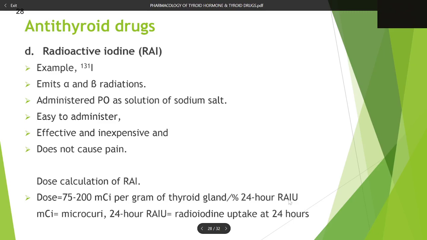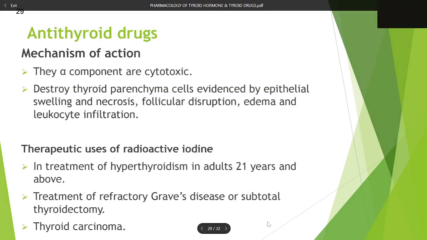Radioactive iodine, microcuries, radioiodine uptake after about 24 hours. I'm sorry.